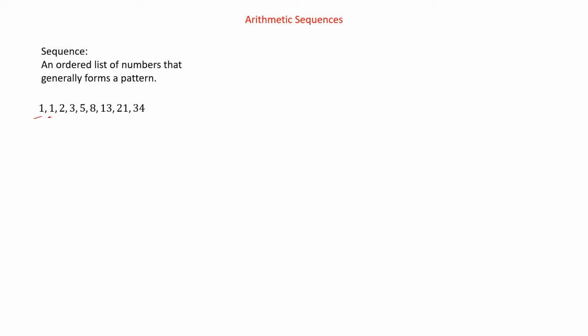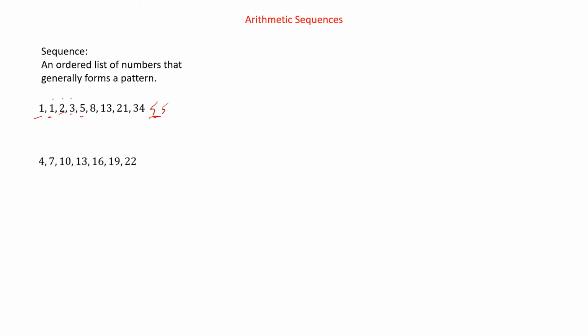So 1 plus 1 equals 2. 1 plus 2 equals 3. 2 plus 3 equals 5. 3 plus 5 equals 8, etc. So the next number in the sequence is going to be 21 plus 34 is 55. The next will be 34 plus 55 is 89. And it just keeps going like that. Now that's a pretty complicated sequence, and it's way more difficult than an arithmetic sequence, which is what we're going to be looking at for the majority of today.